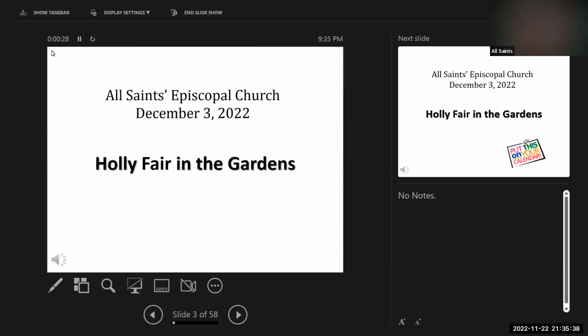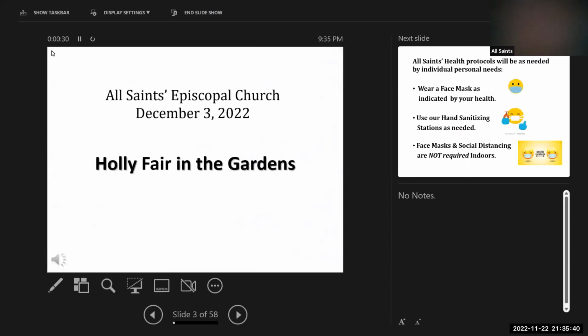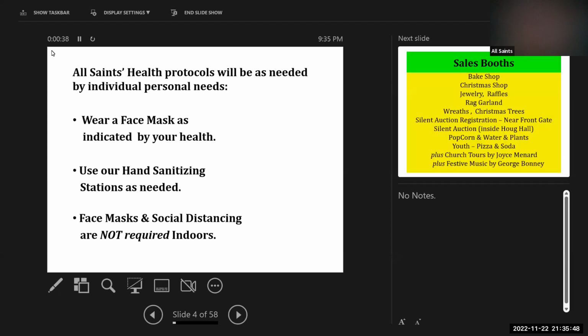Here we are, Holly Fair in the Gardens. This is the third year we've had it in gardens like this, and I'm sure you've all got it on your calendar. The first year we had it, we had COVID. So we decided to do it, and we had health protocols, but they've lessened quite a bit.